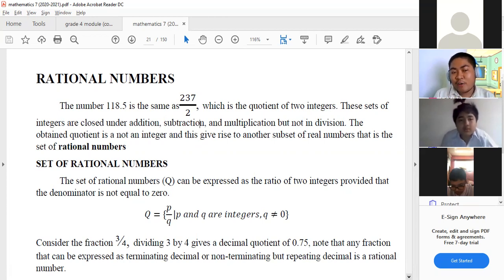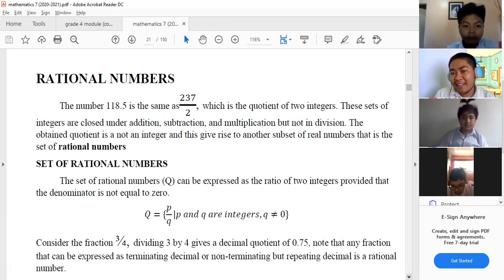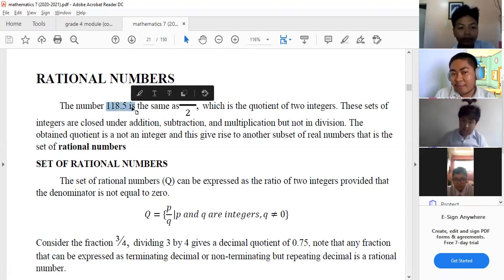So these sets of integers are closed under addition and subtraction and multiplication, but not division. Kasi nga, ayan. So, this is a decimal, tama? This is a fraction. Okay? So, the obtained quotient is not an integer. Kasi nga, it is not a whole number. Ang integer natin, it should be a whole number. Kasi nga may 0.5 siya, therefore, hindi na siya considered as integer.